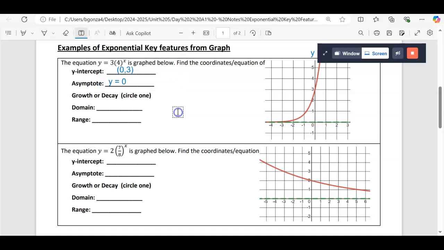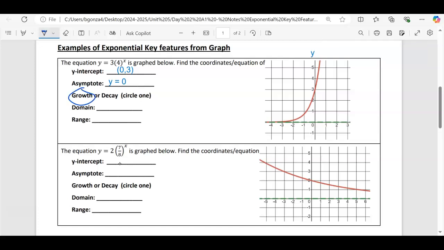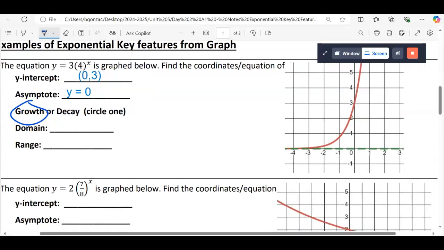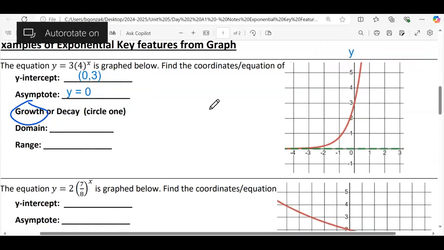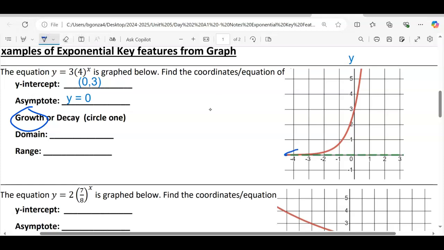Now, you tell me, with your voices now, is this growth or decay? What do you think? Growth. Thank you. So, everybody, do you see why this is growth? It goes up to the right. It's growth. Now, domain and range. Let's think about this. Do you see that this graph goes to the left forever and ever? And it goes to the right forever and ever. Okay? It never stops decreasing to the left. It never stops increasing to the right.